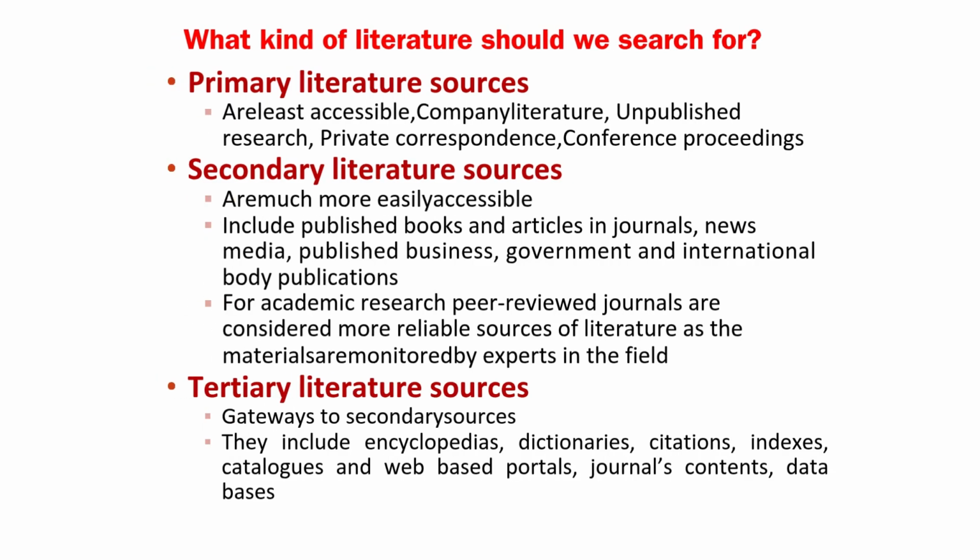Primary literature sources are least accessible: company literature, unpublished research, private correspondence, conference proceedings. Secondary literature sources are much more easily accessible. Include published books and articles in journals, news media, published business, government and international body publications. For academic research, peer-reviewed journals are considered more reliable sources of literature as the materials are monitored by experts in the field. Tertiary literature sources.